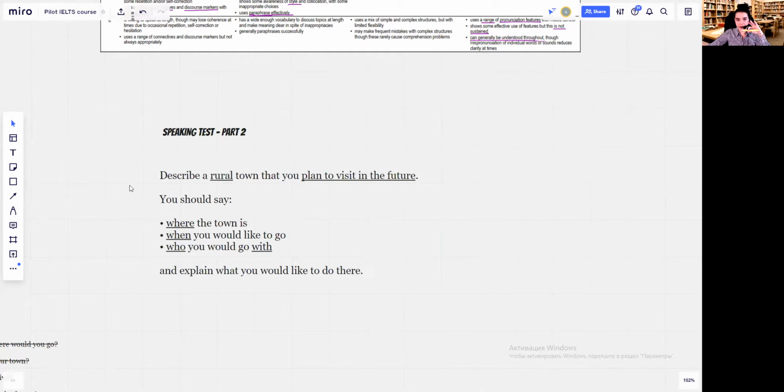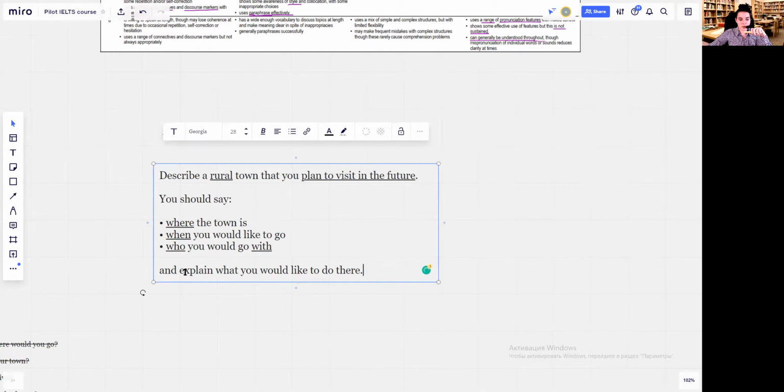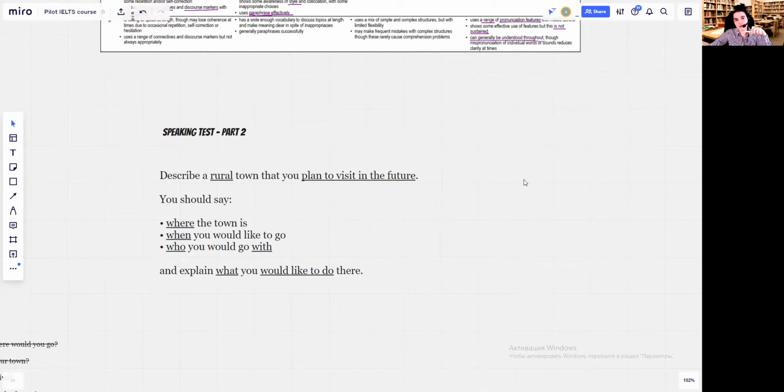Now, do you have to cover every single one? More or less, yes. But if you cover some of them in more detail, more in depth, that's fine. So don't worry about that too much. Also, you want to explain what you would like to do there. What you would like to do. So 4 things in total. But this is a very important point where the effect of grammar starts being noticeable.